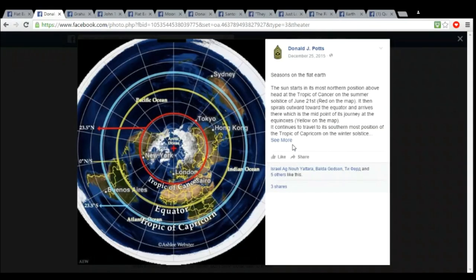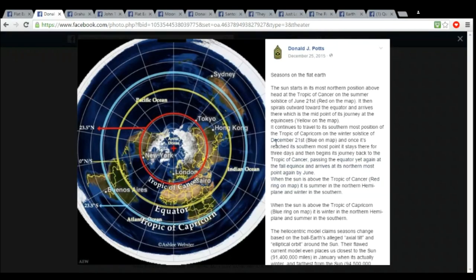Alright, this next one's a little bit more on temperature and everything else, and it kind of goes into it a little bit. So this is good. Donald J. Potts, Seasons of the Flat Earth. The Sun starts in its most northern position overhead at Tropic of Cancer on the summer solstice of June 21st, red on the map.